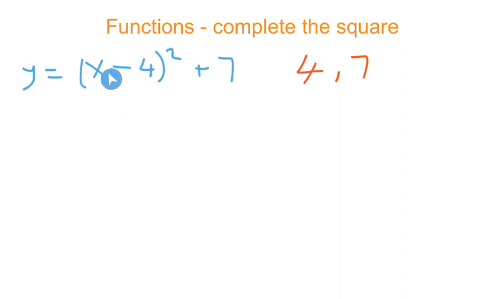Because when x is 4, this whole thing becomes 0 squared, which is 0, and y is equal to 7. So the minimum point of this function would be (4, 7). This particular function would probably look something like this. So (4, 7) is over here somewhere, and that'd be the minimum point. So we identify our minimum point immediately just by drawing it like that.